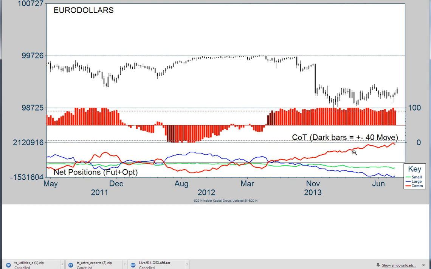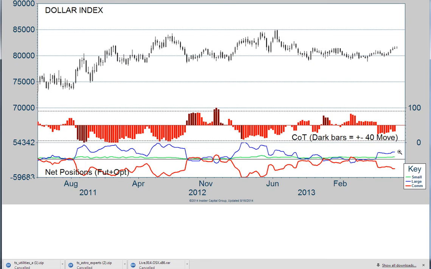And this is the commitments of traders report. You can see right here, this is the euro dollar. You can see the legend here. You've got red commercial, blue large speculators, and retail pretty much the green. You can see that now they're starting to turn in. See that? This is the dollar. Same thing, red commercial, blue large speculators, and the green is retail. That's pretty much you and me.